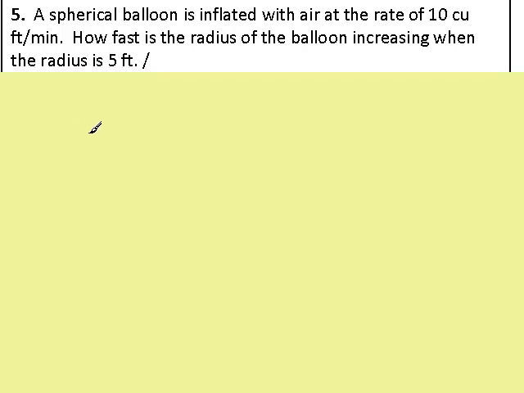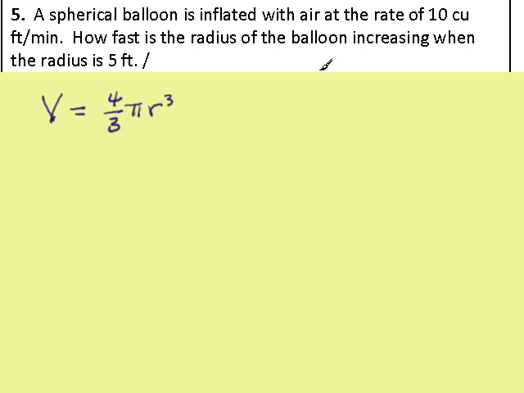Number 5 says a spherical balloon is inflated with air at the rate of 10 cubic feet per minute. How fast is the radius of the balloon increasing when the radius is 5 feet? Well, first let's write down the volume of a sphere. So the volume formula that we'll be using is 4/3 pi r cubed.